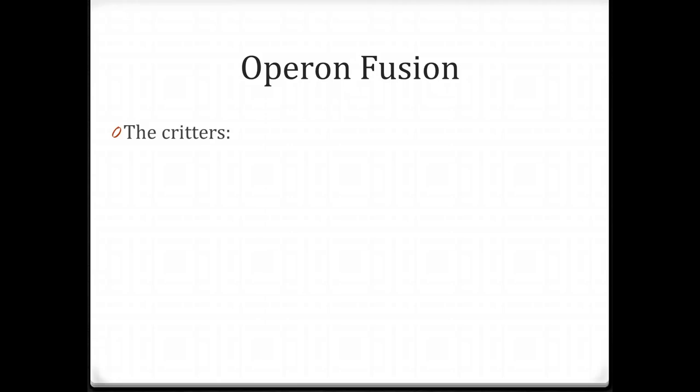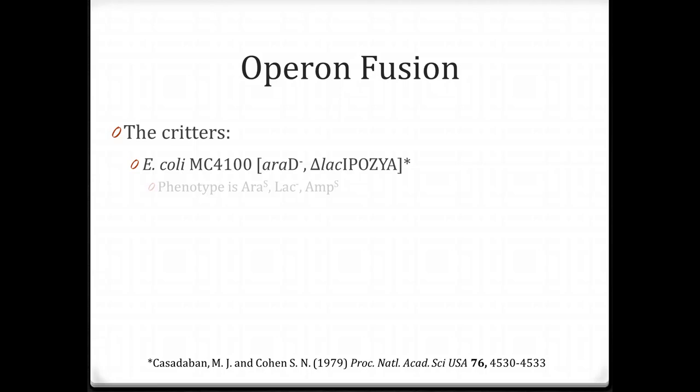And of course, the strains that we're going to be using are E. coli MC4100, which has a genotype of ARID-D- and a lac operon deletion. It's delta lac I P O Z Y A, so it's missing the lac I regulatory gene, the promoter operator, and structural genes Z, Y, and A. That's a partial genotype, by the way. We've left out some stuff that isn't really relevant for this experiment.